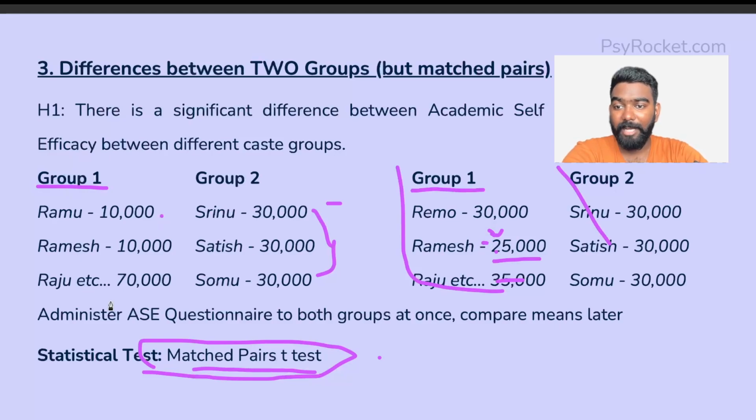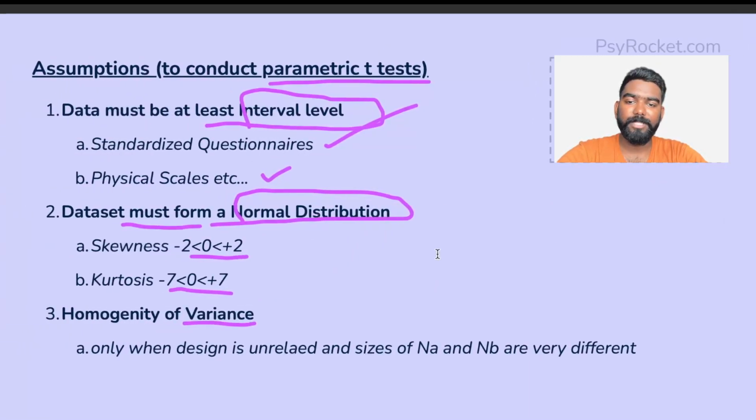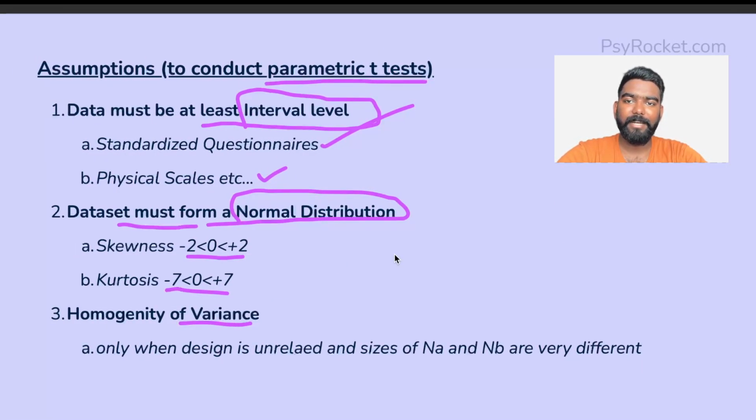But here, see, one participant has 70,000 income and the other participants have much lesser income. In this, the in-group variance is much larger than these three cases. So our data set must conform to homogeneity of variance. Usually this is checked only when our design is unrelated and the sizes of both the groups are very different. Otherwise, we should not say we need not check for homogeneity of variance, but usually in most cases it will meet the homogeneity of variance when our data is related and both the groups are in the same number.